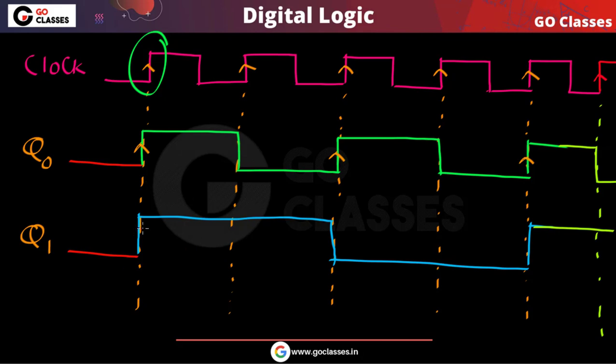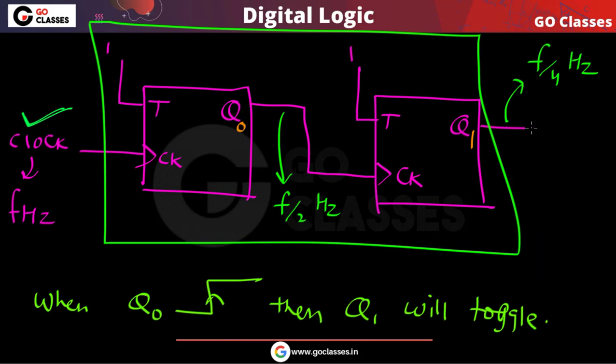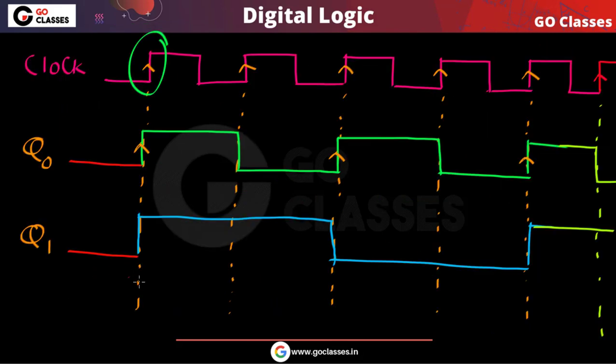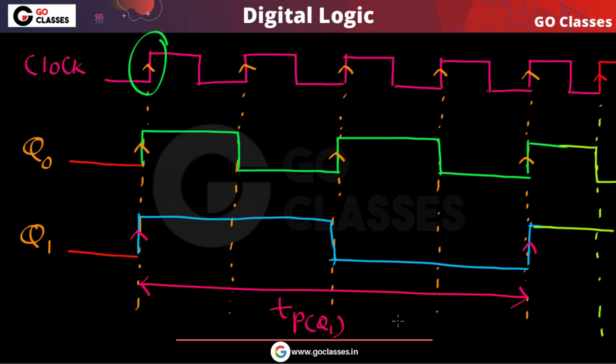Now you can very easily notice the frequency of q1, the frequency of this output. So what is the frequency of q1? You can notice this is the time period of q1, from one rising edge to another rising edge. This is the time period of q1. And what is the time period of q0?